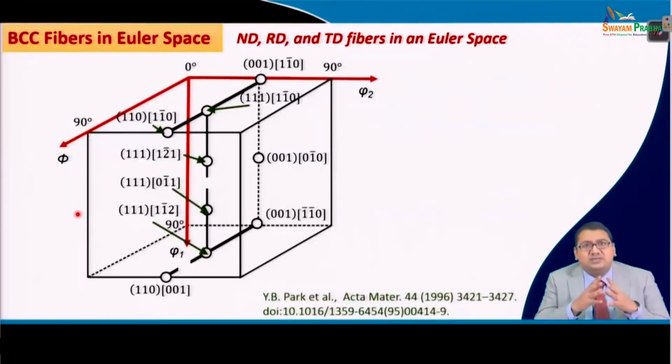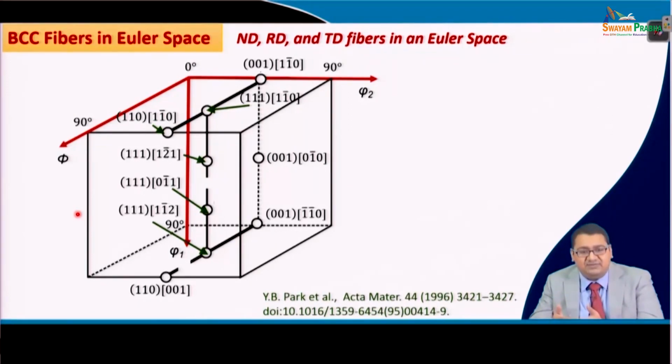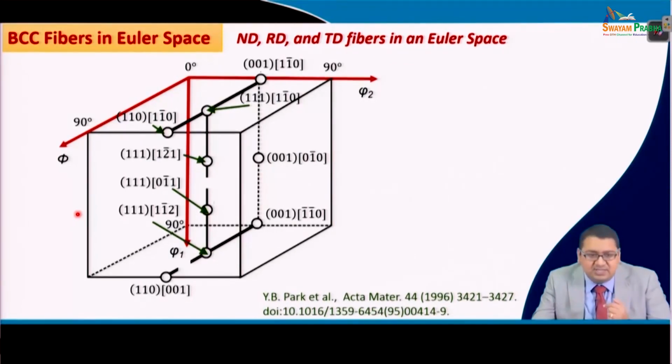So, let us take this and give an example for the body centered cubic fiber textures in case of Euler space. Let us go ahead with the ND, RD and TD fibers for BCC. Now, in this case we have again drawn the Euler space, but to make things easier for us, we have drawn phi 1 vertically down, phi 2 horizontally like this and phi coming out of the paper. This is the Euler space related to the BCC texture, and we are going to show you some fibers and the nomenclature of the fibers in case of BCC.